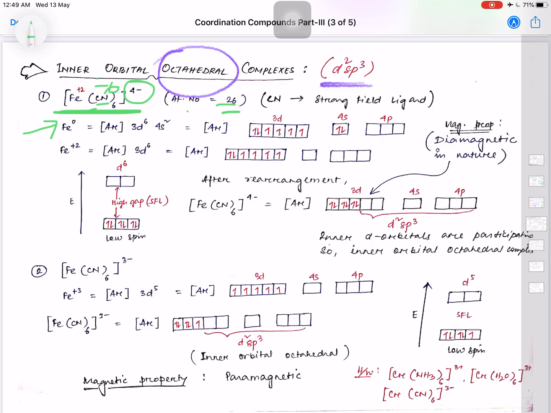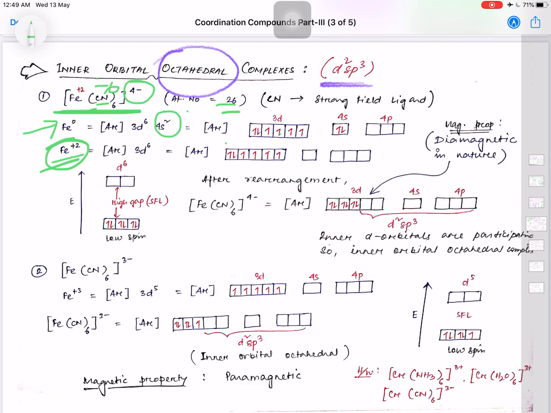Now next, we'll write iron in this complex. In this complex, iron is present in +2 oxidation state, so we have to remove 2 electrons from the free metal. We know they will be removed from the outermost shell, so the 4s electrons will be removed and we get the 3d6 configuration. The filling of electrons will be the same, 1 2 3 4 5 and then 6, with 1 in the first one. So 4s and 4p are empty.